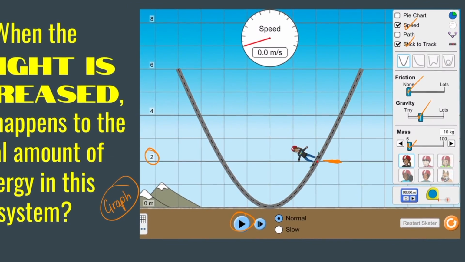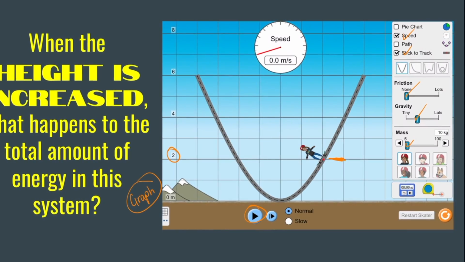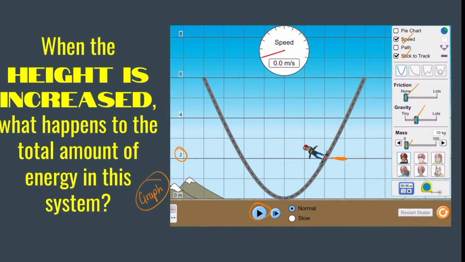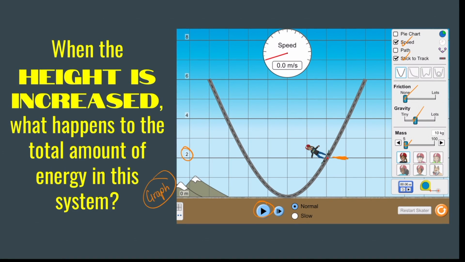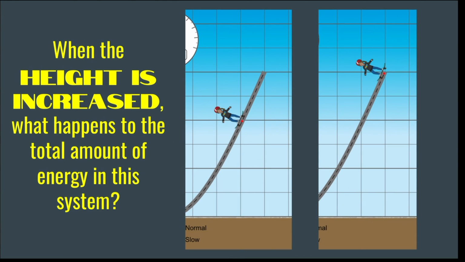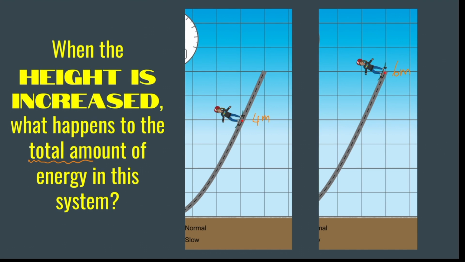When you change the skater's height, what happens to the total amount of energy in the system? So you're going to first set them at 2, and then I'm going to get you to set them up here at 4 meters and then at 6 meters, and have a look at what happens to the total amount of energy in the system and answer those questions.